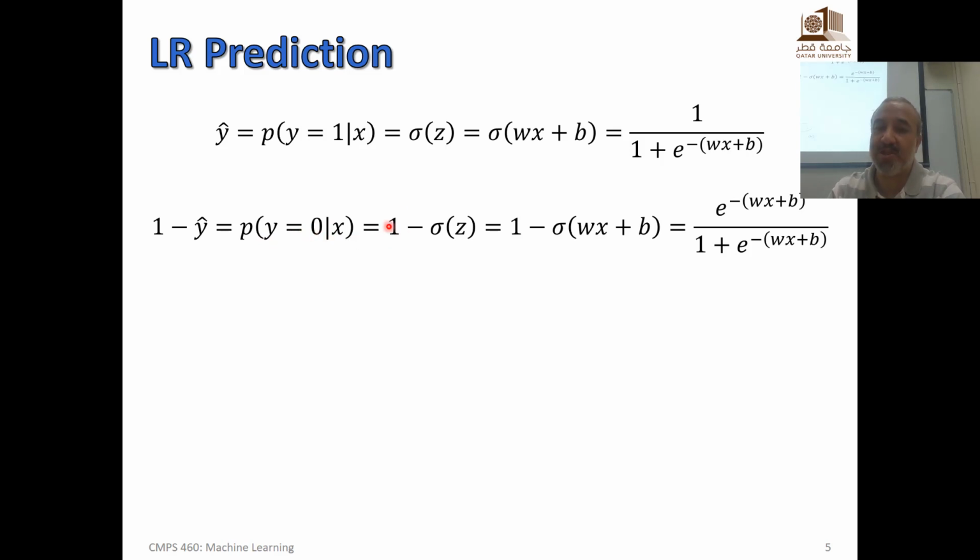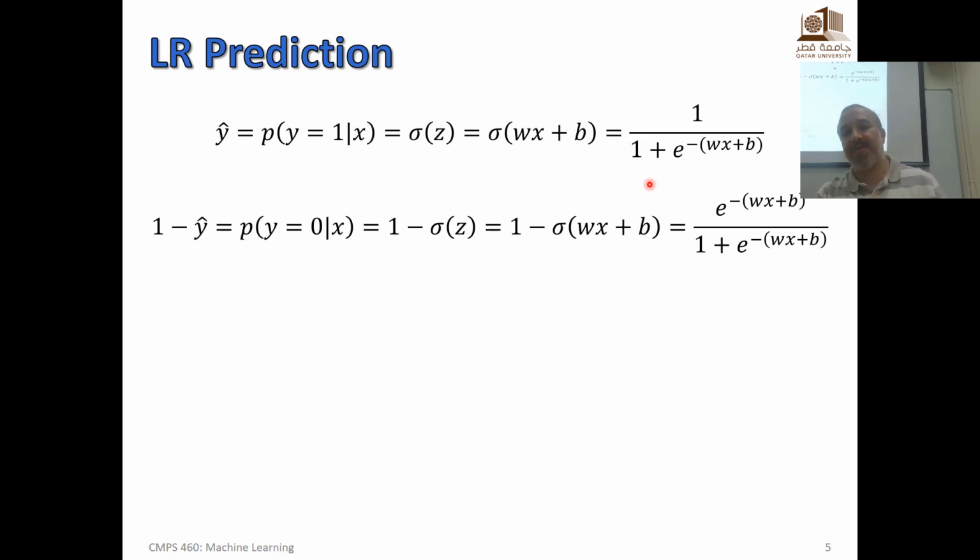So 1 minus y hat is the probability of the 0 class, or the other class, given x, which is 1 minus the sigmoid of z, because y hat is sigma of z. So this will be 1 minus sigma of z, which is 1 minus sigma of wx plus b, which is this one. Okay? If you add these two, of course, you will get 1.